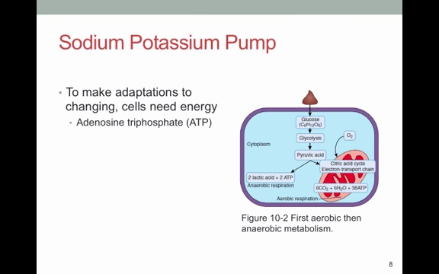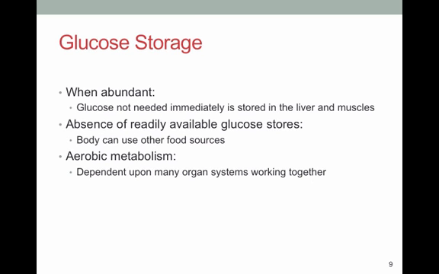Quick point up here before we leave this page. The sodium-potassium pump requires energy. It is how your muscle cells generate an action potential or actually contract. Glucose storage. When abundant, glucose not needed immediately is stored in the liver and the muscles in the form of glycogen, and glycogen is a polysaccharide. When glucose levels fall, the body retrieves glucose from these stores.